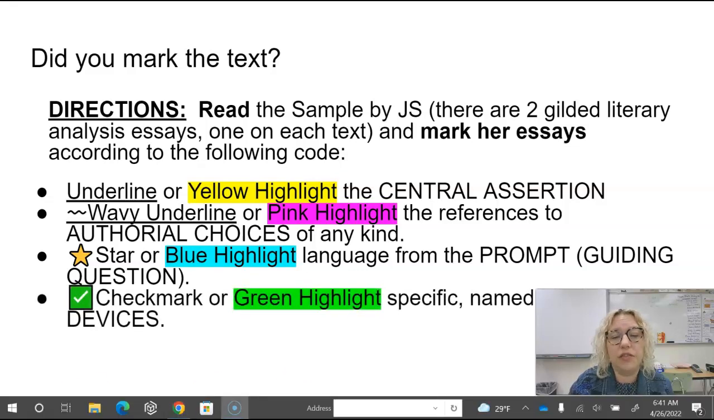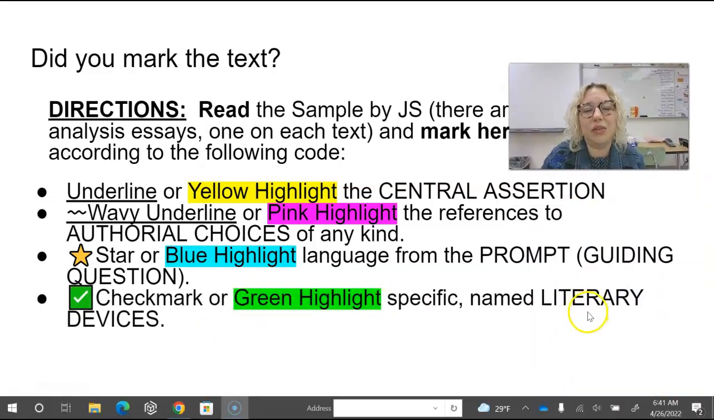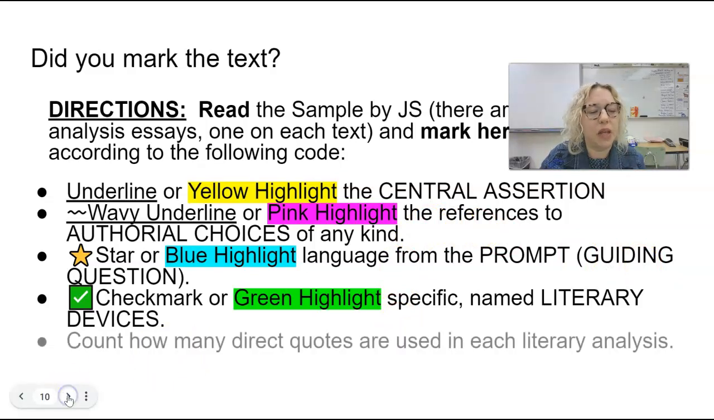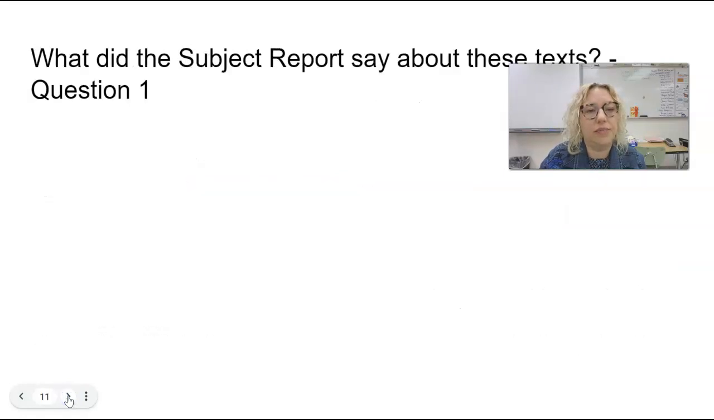Green is literary devices. What's different between literary devices and authorial choices? Well, here's what I was thinking. An authorial choice is anything that the author has chosen. A named literary device is a specific literary device like simile or metaphor, and authorial choice is a little bit more general. That's kind of what I was thinking, but maybe I didn't need to have them both on there now that I've gone through this once. And then I wanted you to count how many direct quotes are used in each literary analysis.